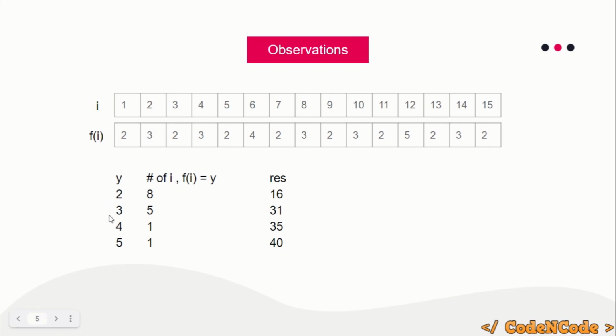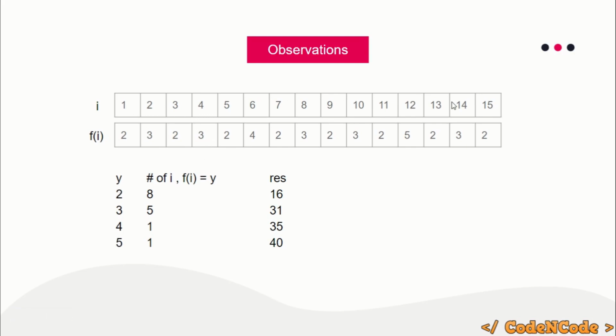Okay. How many integers are there in the range 1 to n, because we have to evaluate till n only, such that f of i is equal to 3? The answer is 5. So the contribution of this is 3 times 5, that is 15. Same goes for 4, same goes for 5. Now see, to evaluate for n equal to 15, I only run a loop from 2 to 5, that is only 4 times, right? Running a loop 4 times, I am able to evaluate for n equal to 15. So clearly we will run a loop over this, not over i.